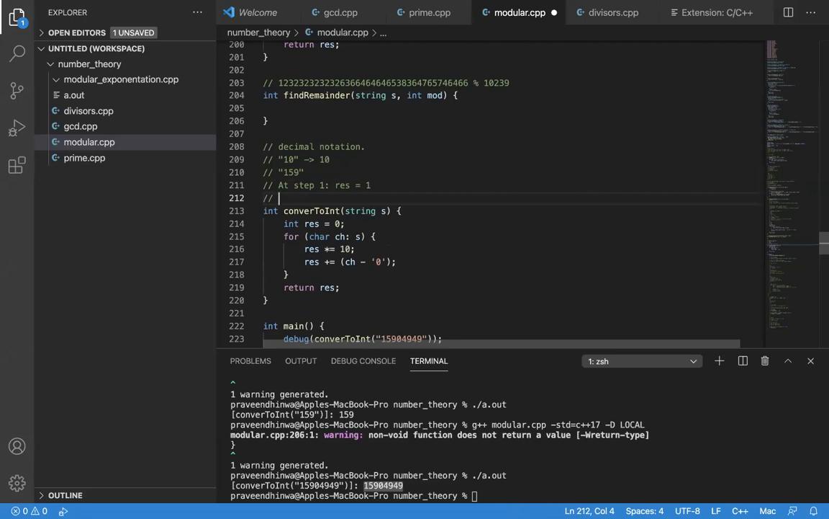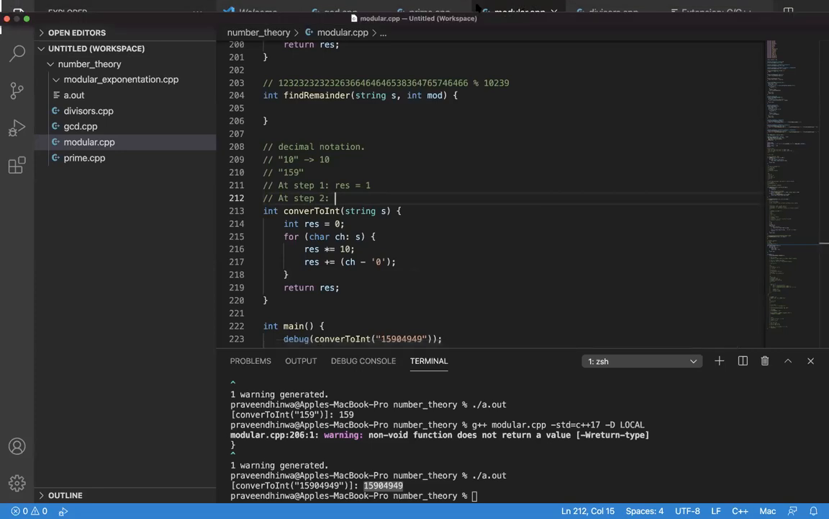Is that clear? At step 1, why is the value of reg 1? Because initially it was 0. I multiplied by 10, 0 into 10 is 0, and I added 1 to it. The reg became 1. Is that clear? I'm not able to hear any yes or no. Yes, it's clear.